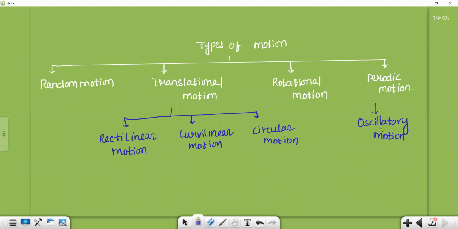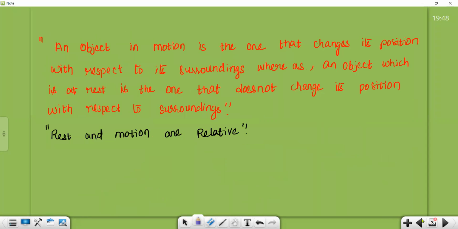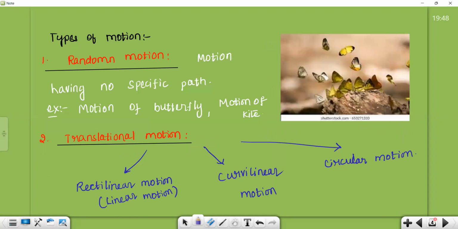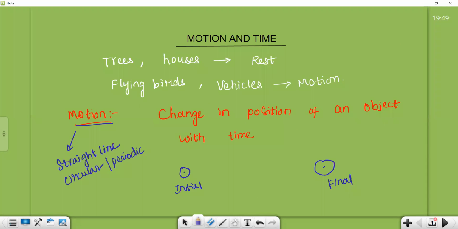Okay, ma'am. So let me give a quick revision of today's class. And then, ma'am, can we have a quiz? What? Ma'am, after this revision, can we have a quiz? Quiz? It can't be possible. Only 10 minutes left. So let me give a quick recap.